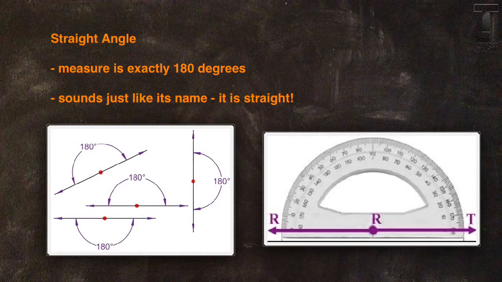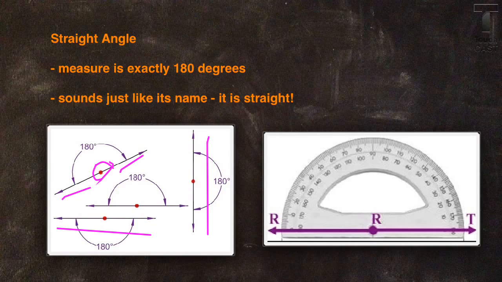Next we have straight angles. These measure exactly 180 degrees, and it sounds just like its name, it's just straight. So as you can see, a straight angle can be horizontal, it can be vertical, it's just a straight line. And because it's an angle, it still has a vertex, and it still has two rays.